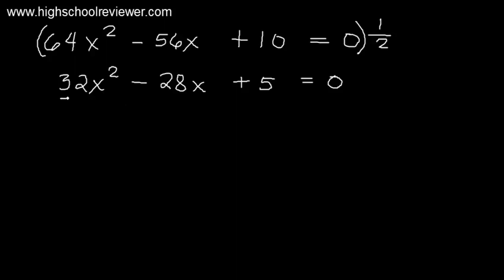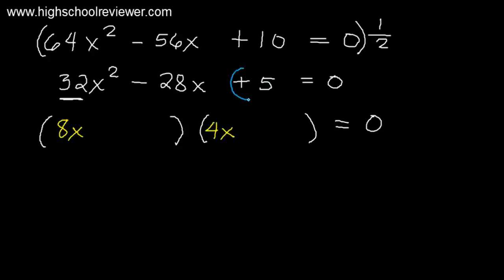Now, since we have here a numerical value before x squared, we are going to factor out first the first term. So this will be equal to 0. What will be the factors of 32x squared? Let us use 8x and 4x. So we will have here 8x, and this will be multiplied by 4x. So 8 times 4 is 32. And then our third term is positive 5.